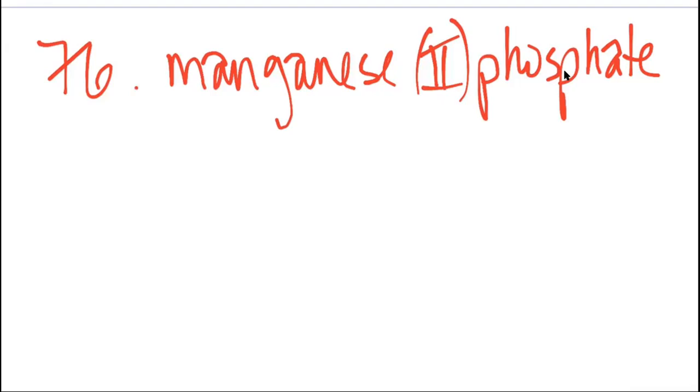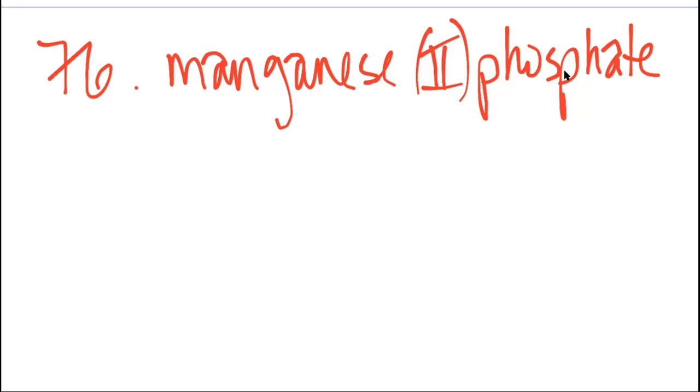The second question says, does the name contain some prefixes? Like, does it have mono, di, tri, or any of those prefixes that are on our list of prefixes? So looking at manganese 2-phosphate, does it have any of those prefixes on our list? Sorimo says no, it does not. Okay, and that is correct.